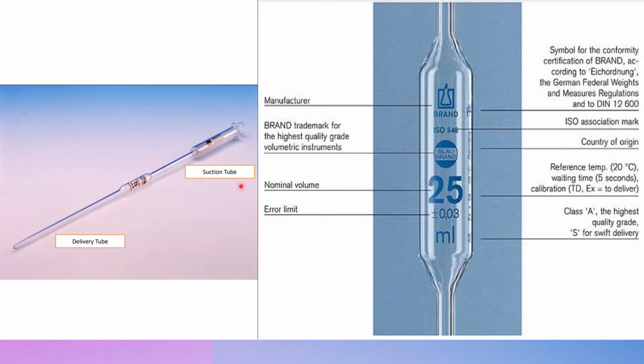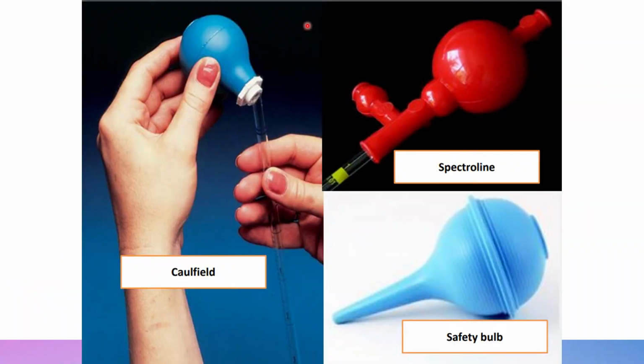Those must be seen on your pipette. The photo here, class, shows the different pipette bulbs, and this one is a coal-filled. You call this a coal-filled, while this type of pipette bulb or suction bulb is called the spectroline. And this one is the common pipette bulb that we can see in the laboratory, the safety bulb. We have both coal-filled and safety bulbs in the clinical chemistry laboratory.